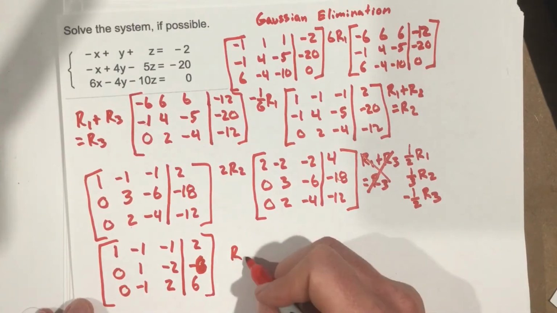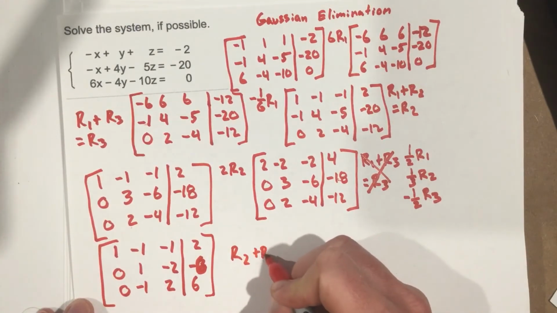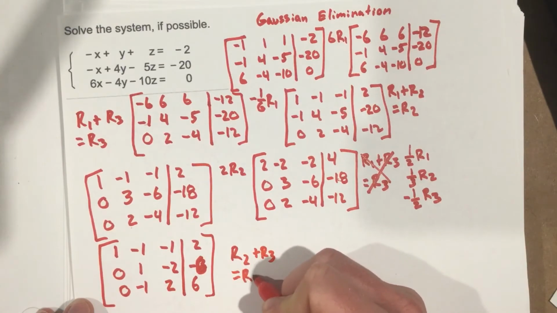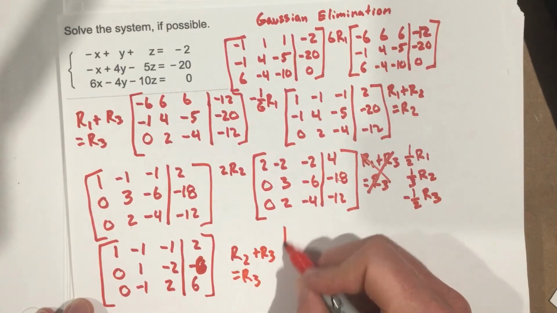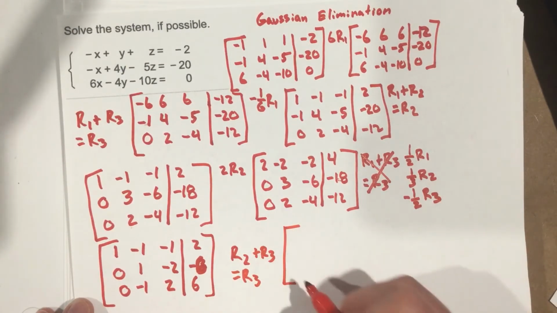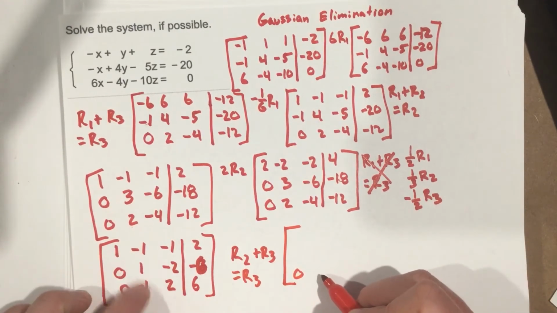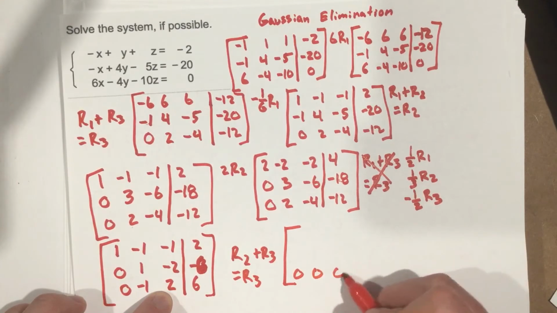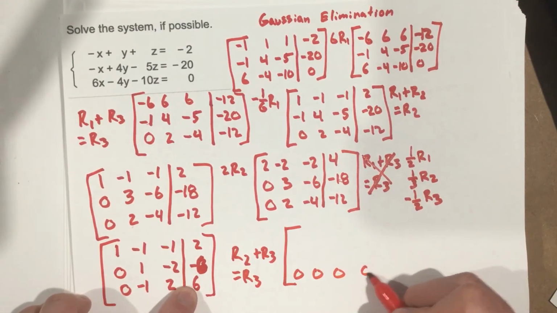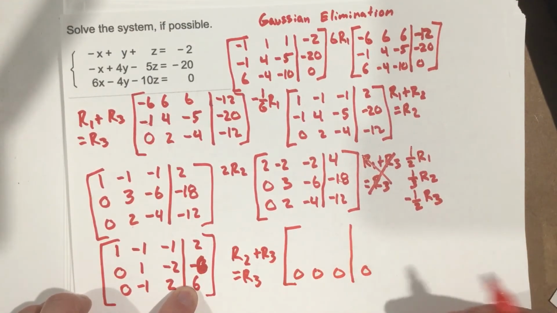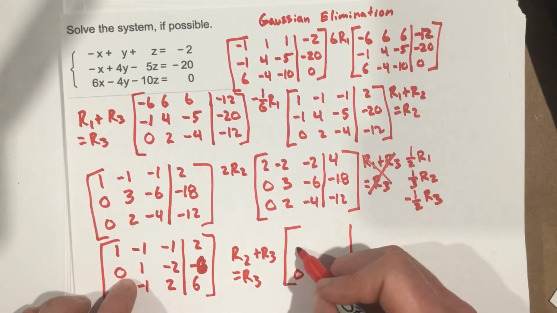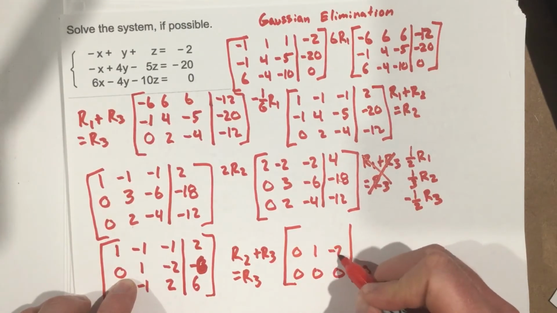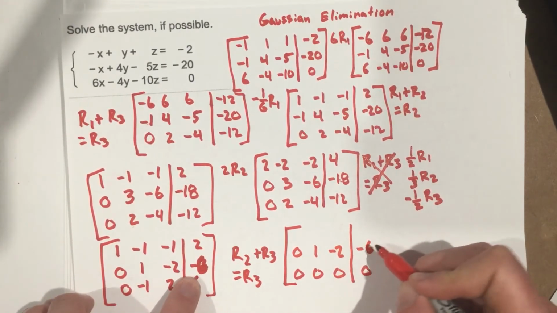So we're going to take R2 plus R3. That's going to equal R3. As we do that, we end up with, on the bottom, 0. 1 and -1 is 0. -2 and 2 is 0. And -6 and 6 is 0. So as you can see, it's easy to make silly mistakes. So it's really important to make sure you're not careless.